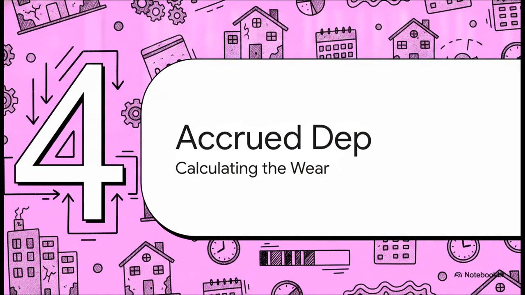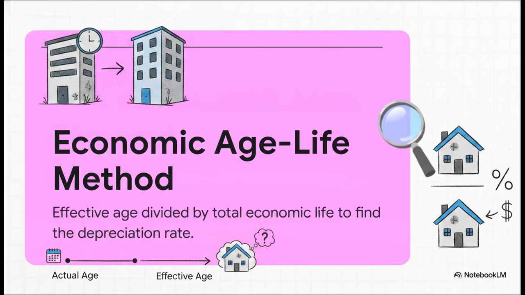Next up is Section 4, Accrued Depreciation Methods, Calculating the Where. We have our construction cost estimated, but now we pivot to the next logical stage: calculating exactly how much of that brand new construction value has accrued or basically accumulated in depreciation over time. This brings us to a simple but highly testable formula, the economic age-life method. You simply divide a building's effective age by its total economic life. Economic life is just the total period the building actually contributes value.